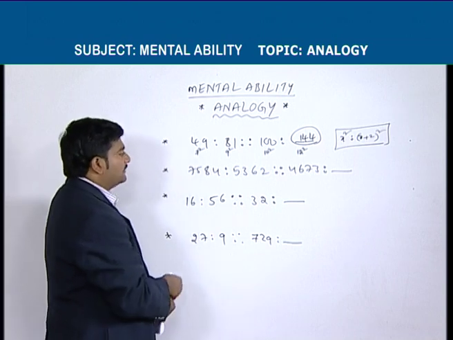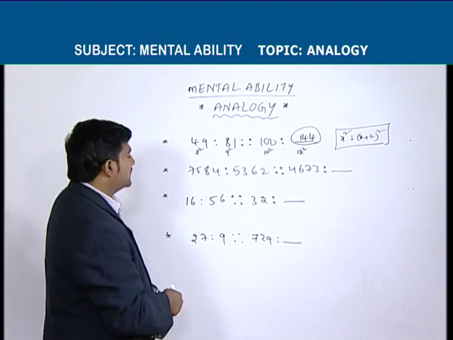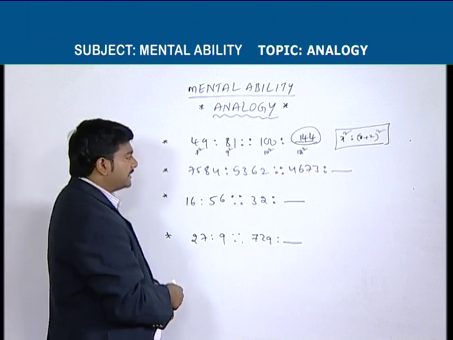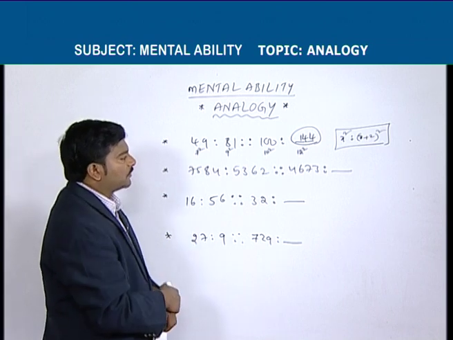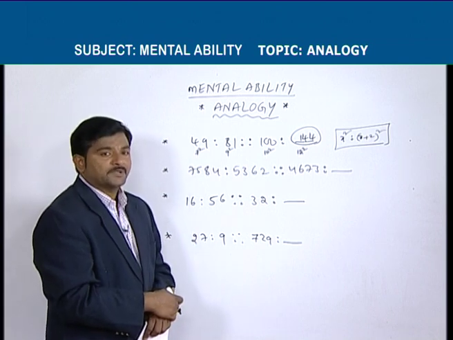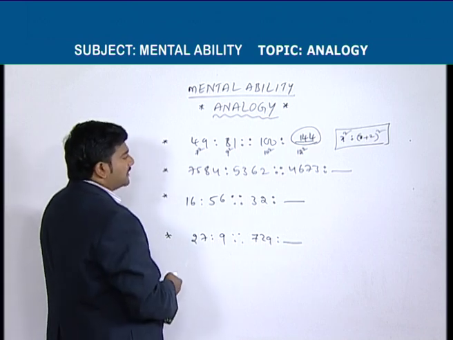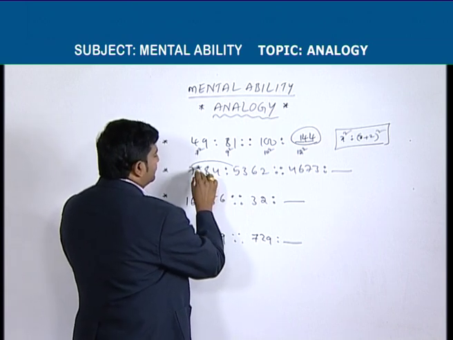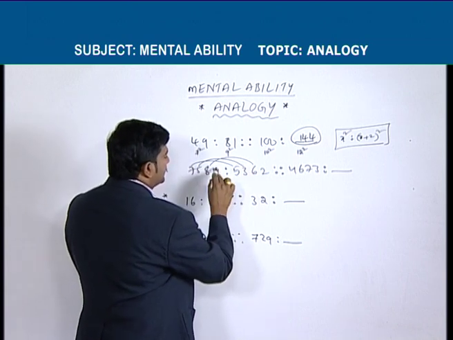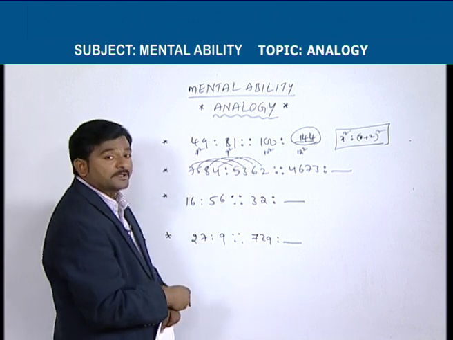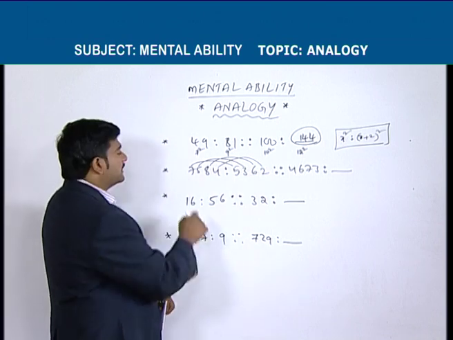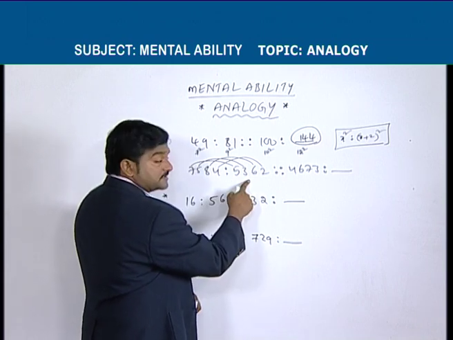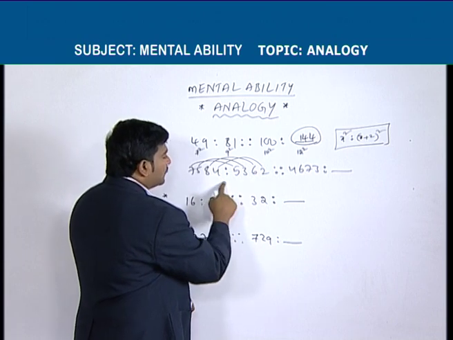Okay. See here, a 4-digit number is given. 7584 is to 5362. Similarly, 4673 is to dash. So simple concept. We need not worry about this. For example, see 7 5 5 3 8 6 4 2. What did you observe here? I repeat this concept once again. 7 is written as 5. 5 is written as 3. 8 is written as 6. 4 is written as 2.